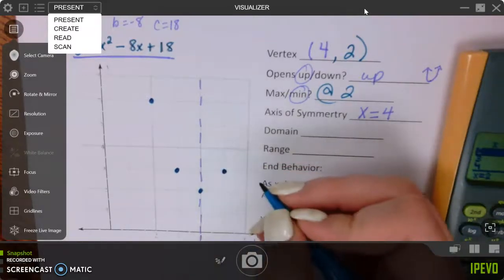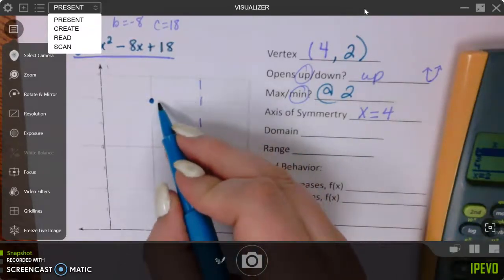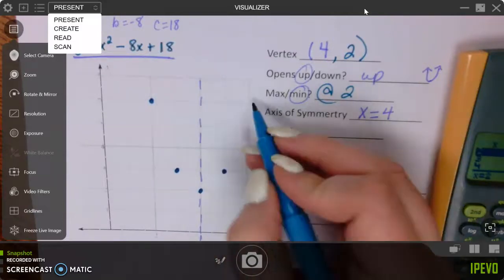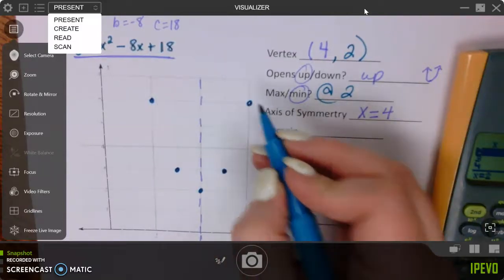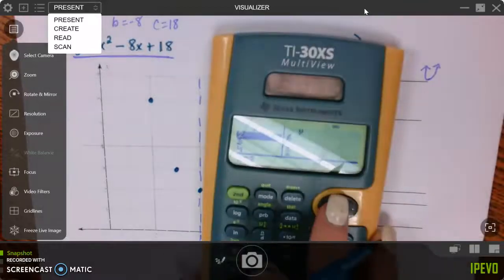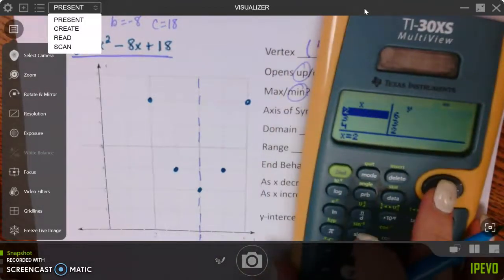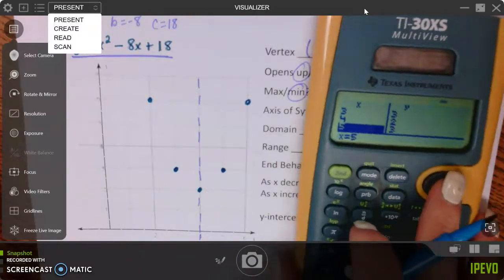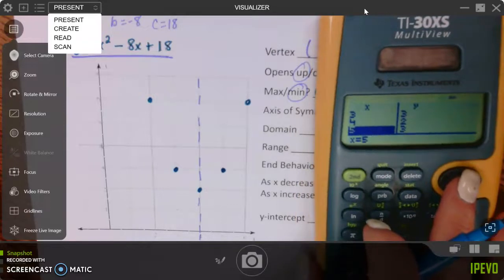Okay. And then same for here. This is 2 units away on the left. We're going to count 2 units away on the right, which is right there. So let's check that out and make sure. We should have a point at 4, 2. We do. And then we should have a point at 5, 3.